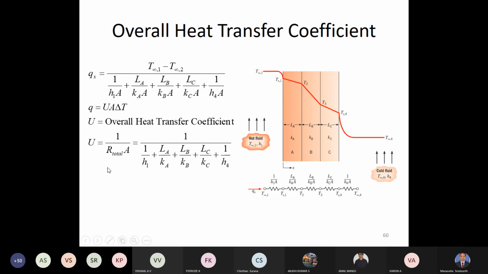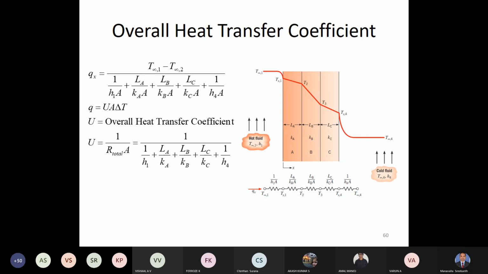So how to estimate this overall heat transfer coefficient? Just remember, the overall heat transfer coefficient is only a fictitious concept where we combine all the effects of conduction, convection, and radiation into this parameter called U. U is the overall heat transfer coefficient.